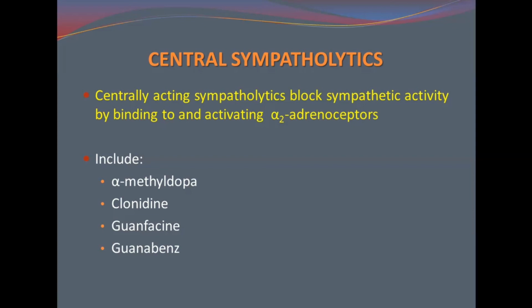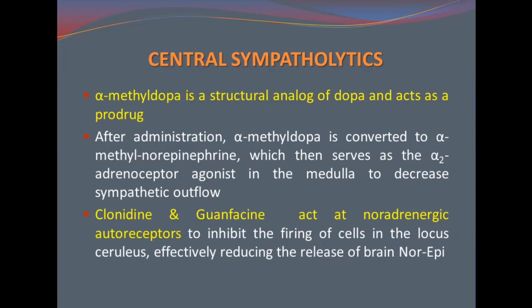Alpha-methyldopa is a structural analog of dopa. It is a prodrug which is converted into alpha-methyl norepinephrine, which acts as an alpha-2 adrenergic agonist and decreases the sympathetic outflow. Clonidine and guanfacine inhibit the release of norepinephrine on stimulation.